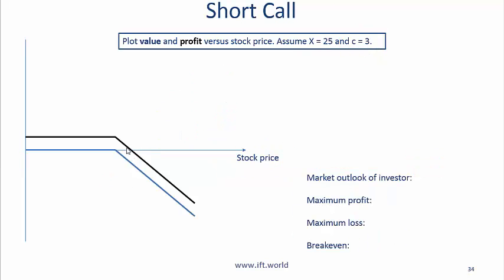Next point is a short call, which is a mirror image of what we just saw. So this is the payoff diagram, and we've seen this. The inflection point is the strike price, which is 25 in our case. A short call will make a maximum profit equal to 3, which is the value of the call option. So maximum profit is C. The market outlook of the investor is bearish. What is maximum loss? Infinite. Break-even point is the same as what we saw before. It is X plus C.